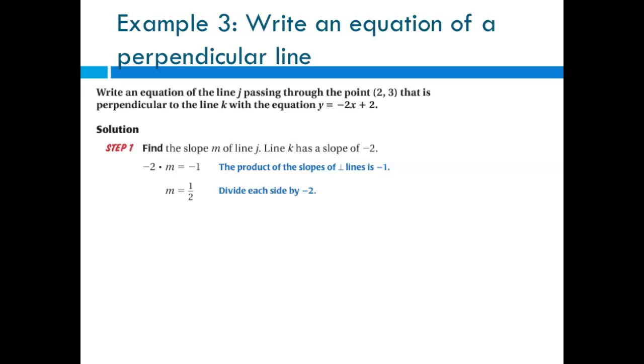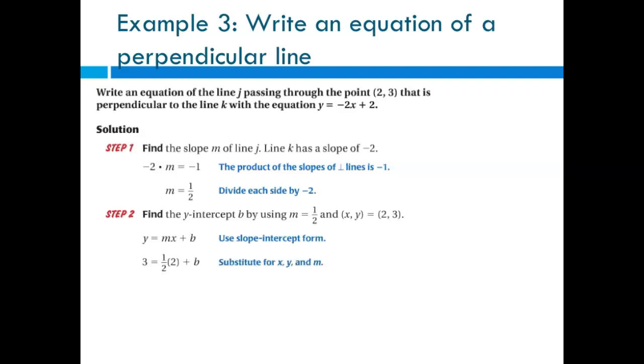Next we're going to find the y-intercept. So now that we have the slope, 1/2, and we also have the point that it goes through, (2, 3), we can substitute all of this into y = mx + b, leaving us with b. So we have 3 = 1/2 times 2 + b. So that's 3 = 1 + b. Subtract 1 from both sides, and we get b = 2.